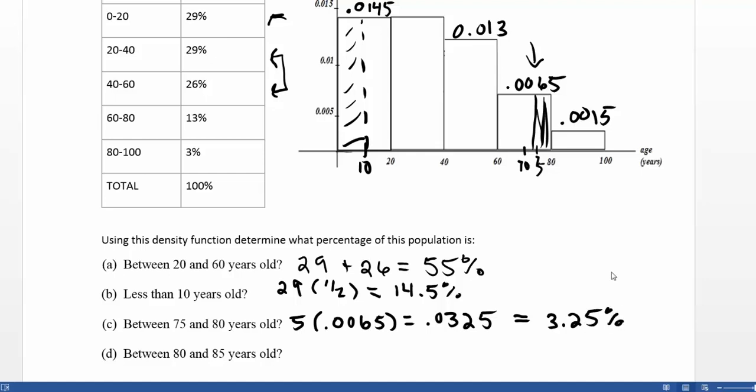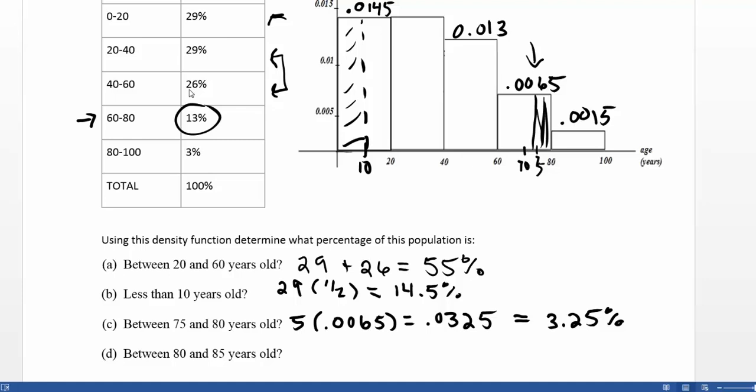Another way that we could have done this problem is we could have looked at our interval, 75 to 80. We could have figured out on our table which bracket that falls in. And then we could have said that 5 years is 1/4 of the population between 60 and 80, right? So 5 out of 20 is 1 out of 4. So we could have taken this 13% and multiplied by 1/4, and we would get the same answer. So we could have used the table data, or we could use the chart data, whichever one is easier for you to do. Let's look at part D.